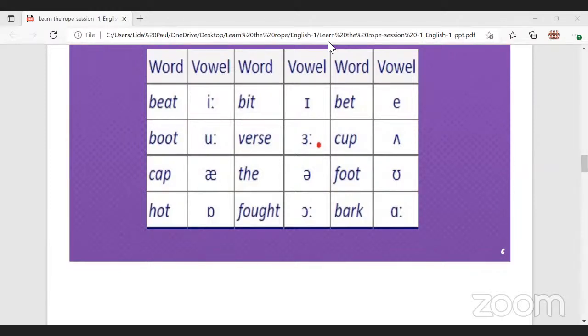Birth is long or short vowel? Earth is long. What about birth? Birth also has a long sound. Okay, long vowel, sorry, not long sound. Birth, earth, all of them have long vowel sounds.